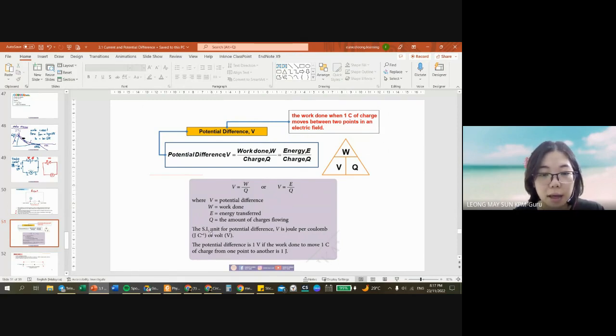So here, the SI unit for potential difference V is joule per coulomb, or normally we use the SI unit as volts. So the potential difference is 1 volt if the work done to move one coulomb of charge from one point to another point is 1 joule. That means in order to bring one coulomb of charge from Q to P, it needs to use an energy of 1 joule. All right, so that is the meaning of potential difference. So for here, are you all okay?